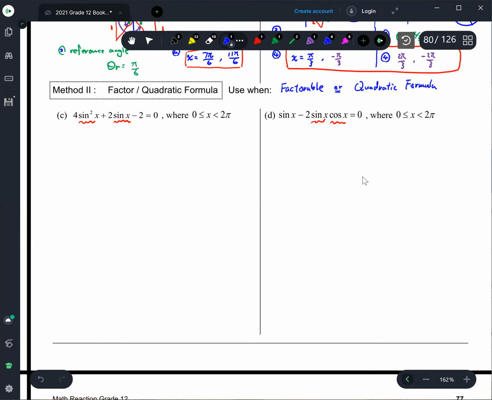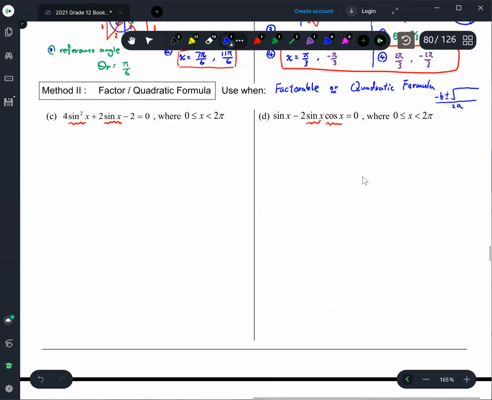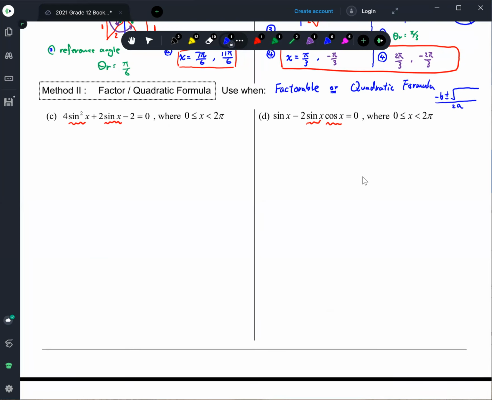Okay, quadratic formula is the one with negative b plus minus, right? Square root of b squared minus 4ac, over 2a. Okay, this one. So you always think about isolate, okay, before you try other ones. So if there's more than one variable, then you think about this.